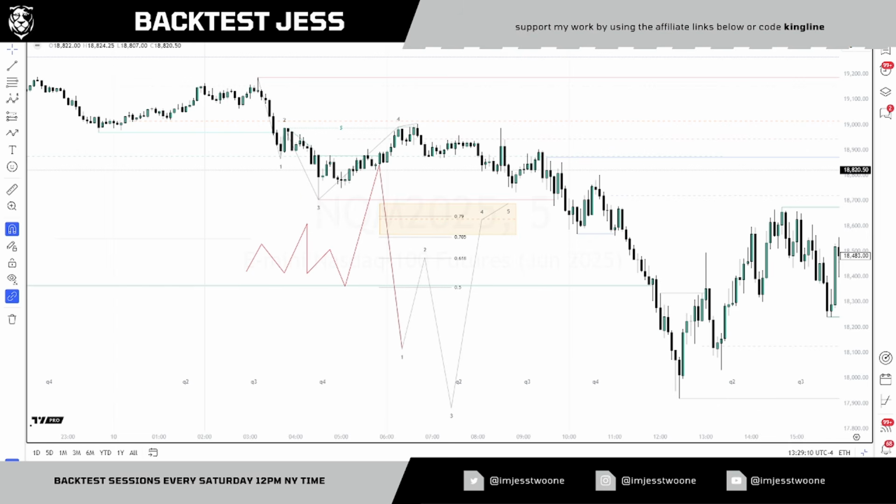Do BPRs usually fall around the 0.79 level? You would have to test that, AC. I haven't tested that. I don't know. I have no idea.